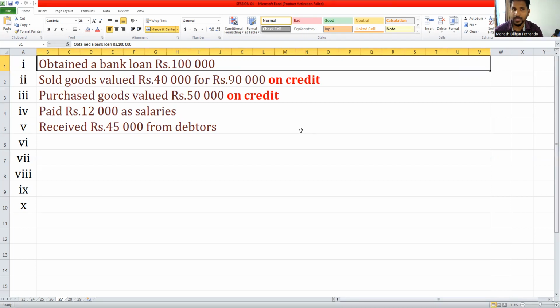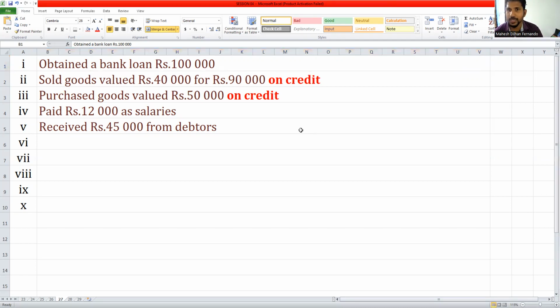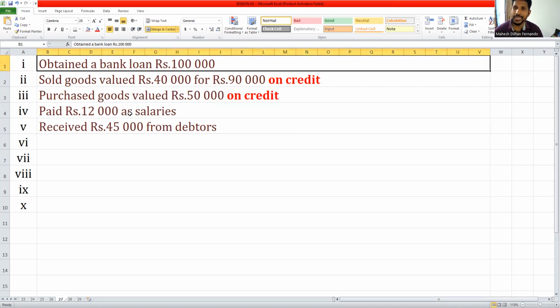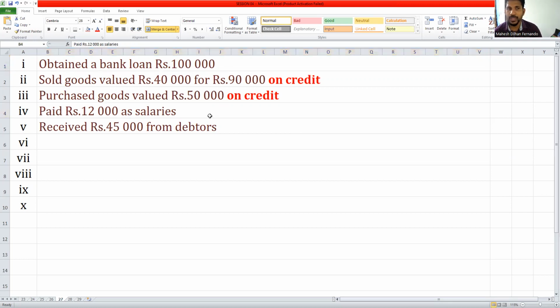Go through it. The 4th one, it has to be an expense. You can name the expense as you like. Salaries, electricity bill, water bill, rent of the office. But the only thing is, it can't be a drawing. Why? Additional information tells us that there are no drawings.